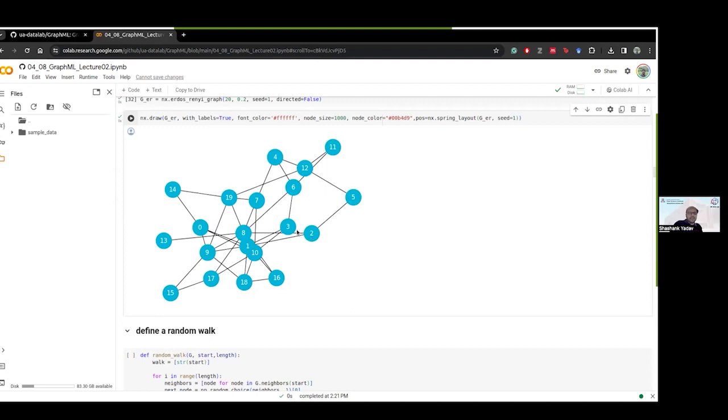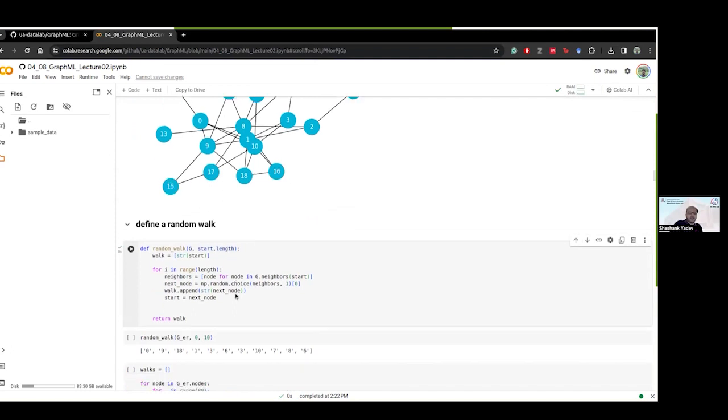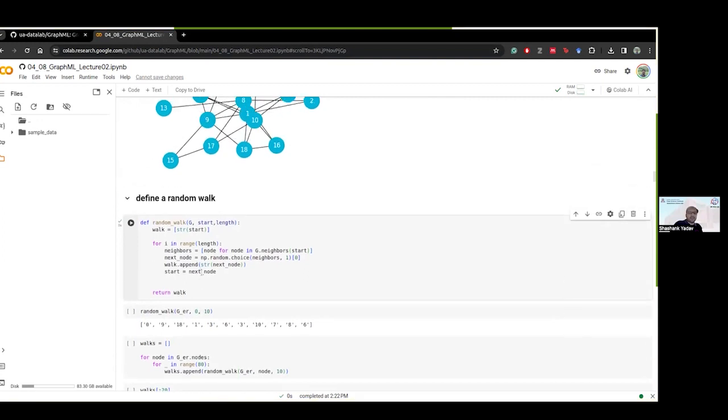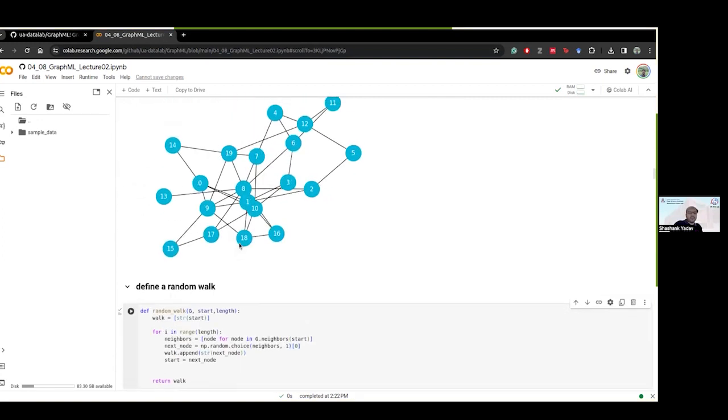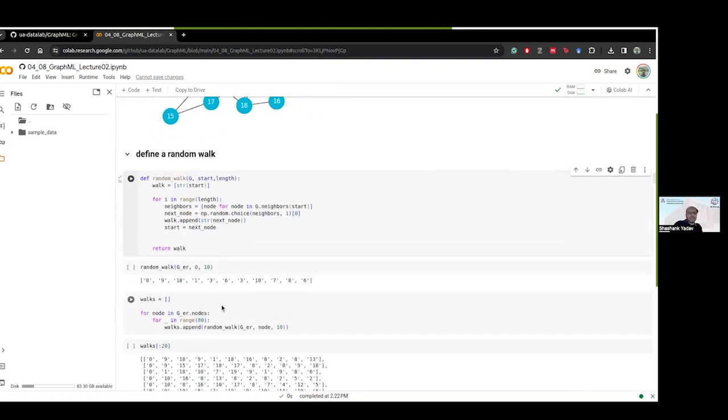Let's see an example and then we should be able to see. So let's define this random walk function that, given a graph, given the start point, and given the length of the random walk you want, starts traversing randomly over this graph. For example, I'm starting with node 0, here, and I want a random walk of length 10. And then I run it.